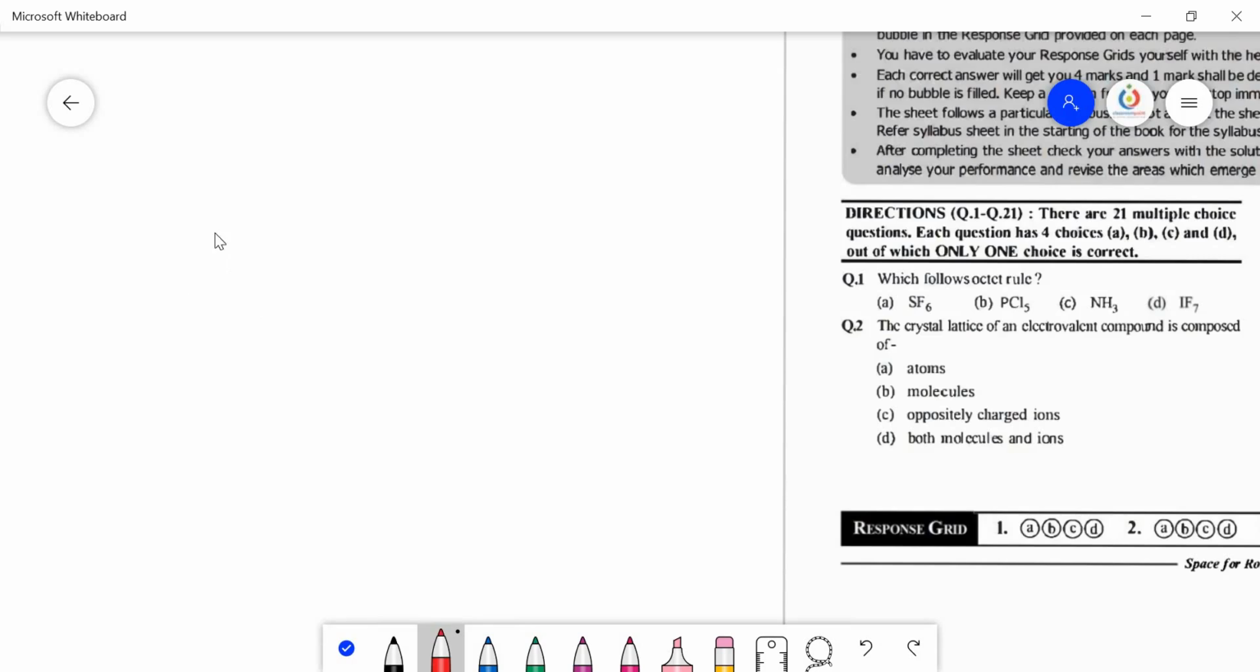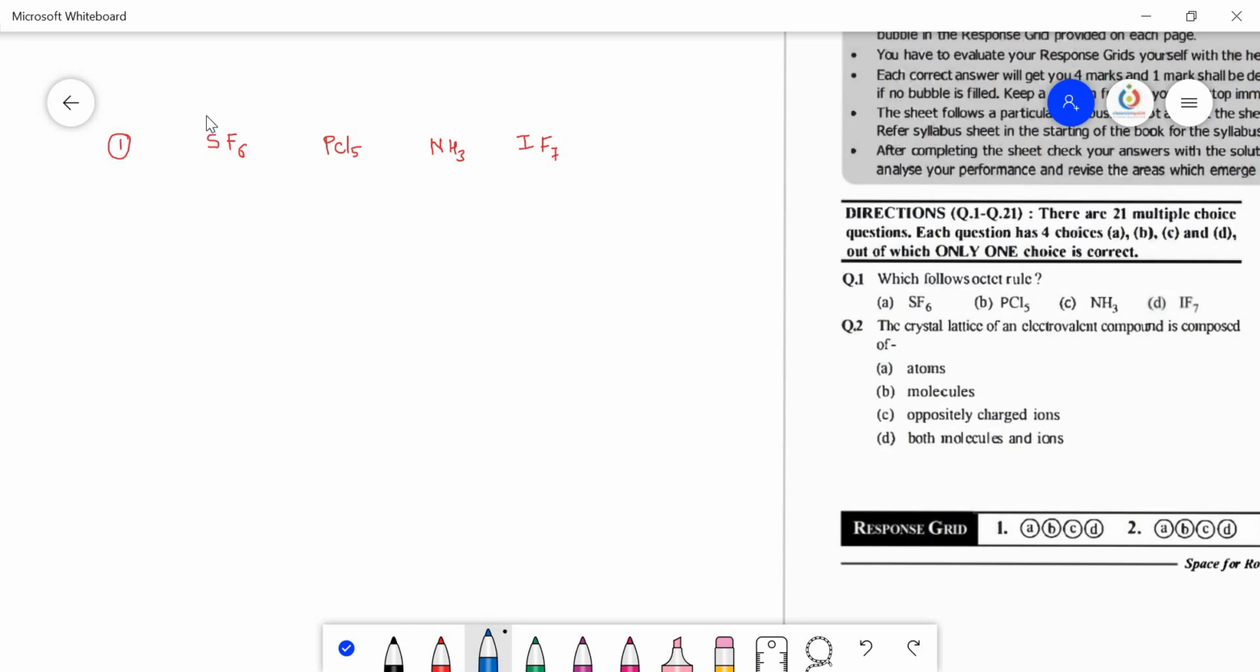In today's session, we shall discuss the chemical bond multiple choice questions. First question is, which follows Octet rule? Here the given compounds are SF6, PCl5, NH3, IF7. To find out which follows the Octet rule or not, first of all you should know the valency of the central atom.